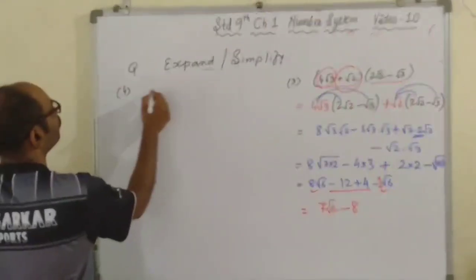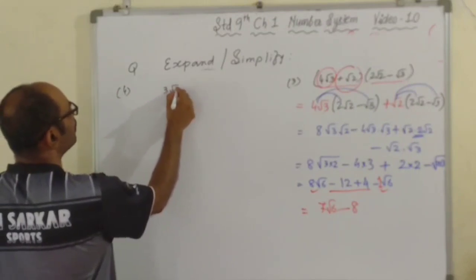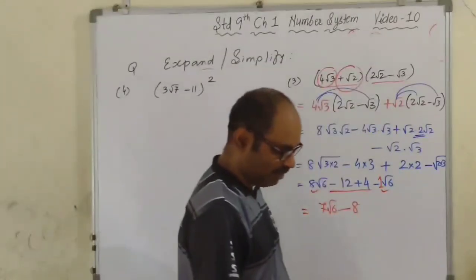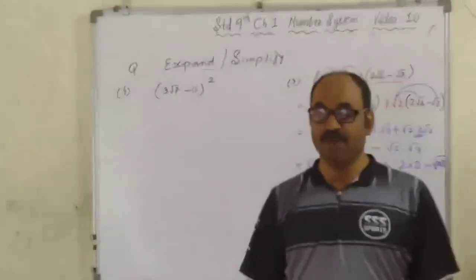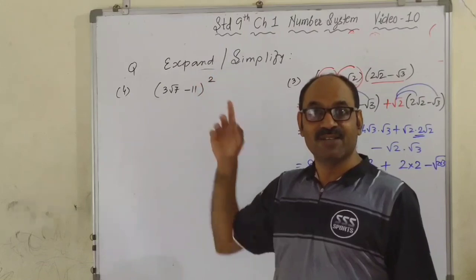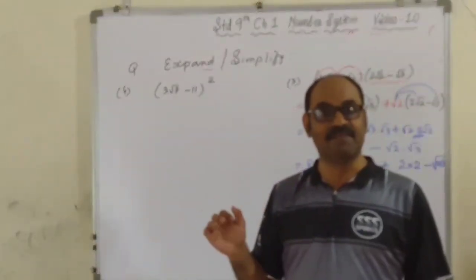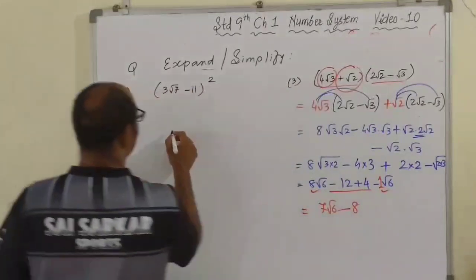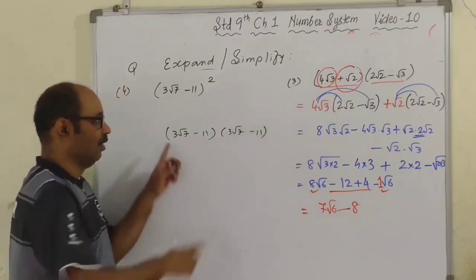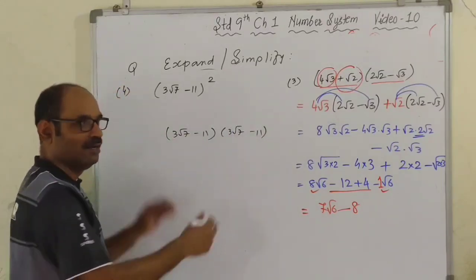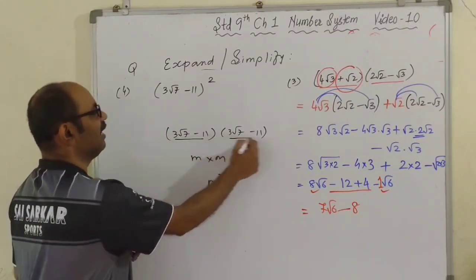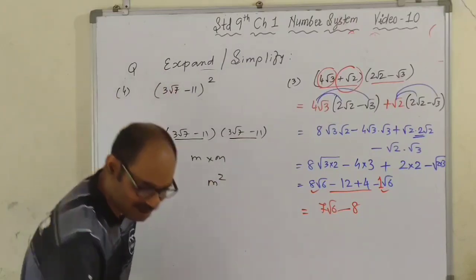Fine. Number 4. 3 root 7 minus 11 whole square. All right. Bolo, what form of expansion is that? You can see only one binomial, but it is square. So this is type C. First term be same, second term be same. It's like this: 3 root 7 minus 11 into 3 root 7 minus 11. First terms are same, second terms are also same. So this is like M into M. So we have written M square. Same bracket into same bracket. So we have written bracket square.